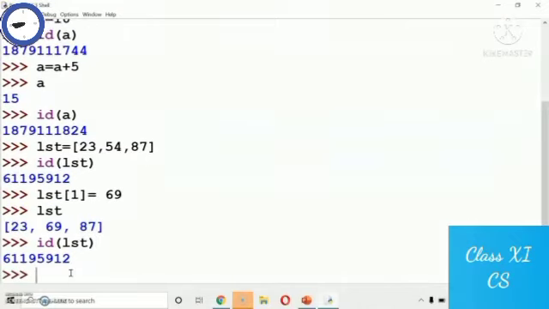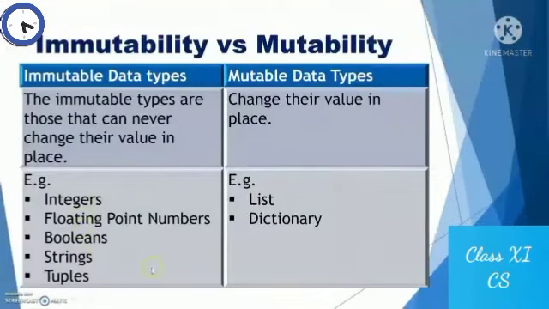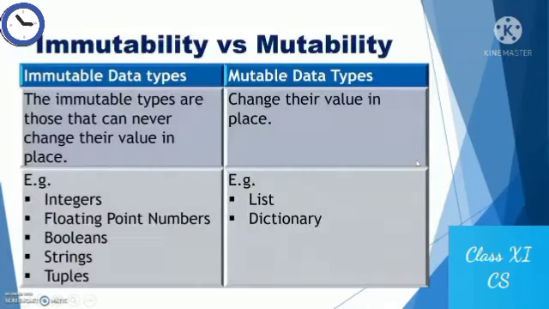Now we are going to print the id of LST. It is showing the same memory location, you can see here. That is why it is changing the element in the same memory location, as in the previous case, right? So that is why it is called a mutable data type. The mutable data types in Python include list and dictionary. The immutable data types include numbers, strings, tuples, etc. And the mutable data types include list, dictionary and sets. These are the data types in Python.